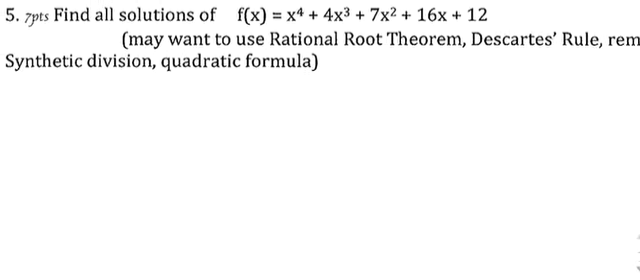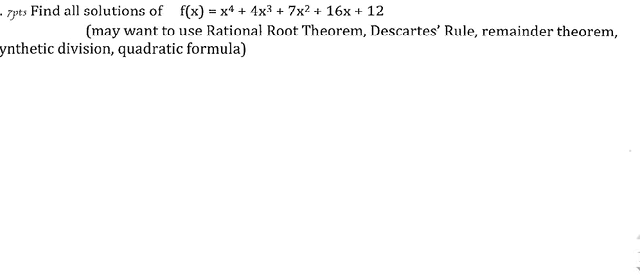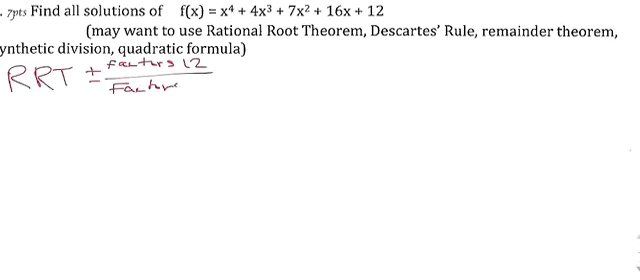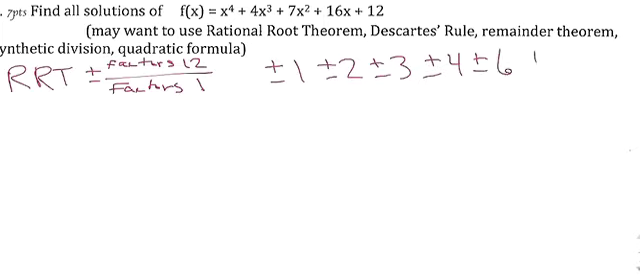On this one, it says you may want to use all of these other ideas, and it's really up to you what all you choose to use. So if I wanted to use the rational root theorem, I could definitely do that. For the rational root theorem, RRT, I'm taking plus or minus factors of 12 divided by factors of, well, it doesn't look like a number, so it's a 1 right there. So realistically, it's a positive or negative 1, or 2, 3, 4, or 6, 12. I just listed all of the factors of 12 and divided them by the 1. So that's my rational root theorem.